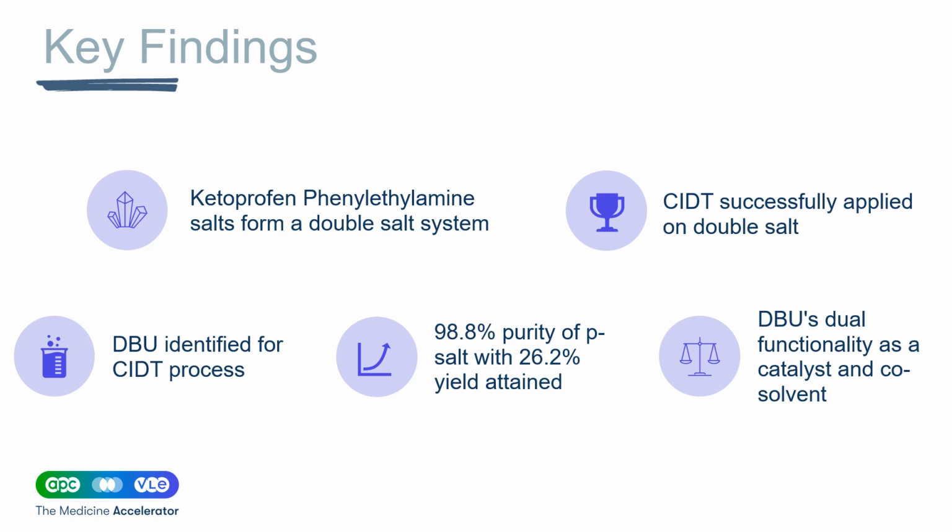This represents a significant improvement as crystallization of pure P-salt was challenging. The findings highlight DBU's dual role as a catalyst and co-solvent influencing solubility and yield. These results provide valuable insights for optimizing the CIDT process and offer a scalable approach to enantiomer separation of diastereomeric salts for pharmaceutical applications.